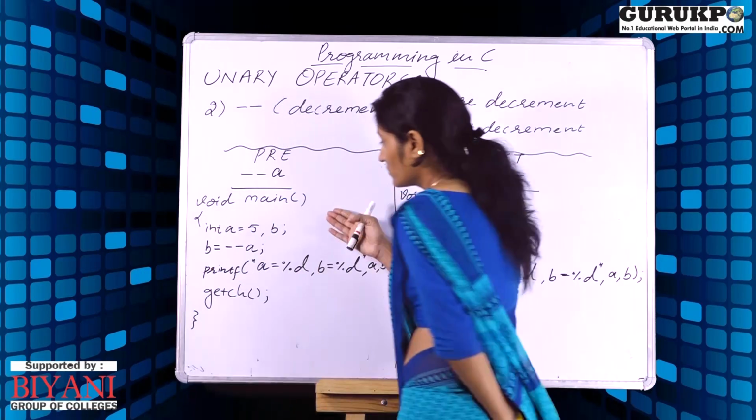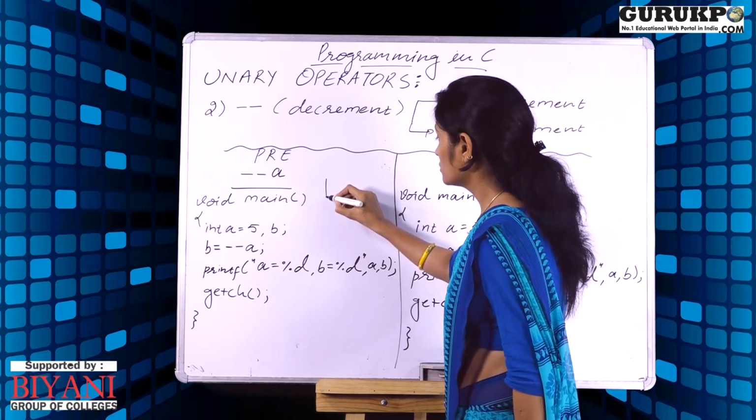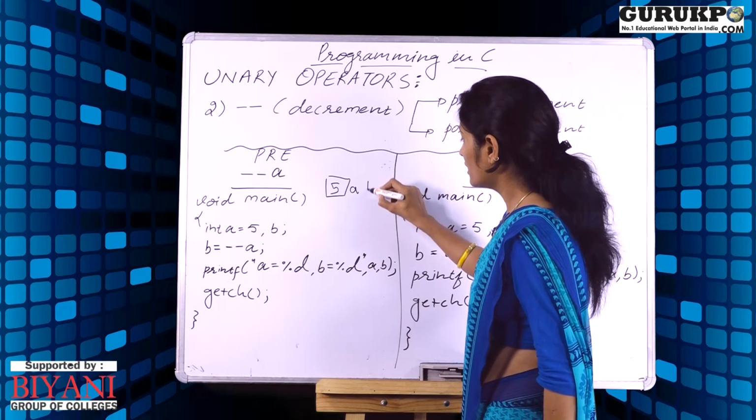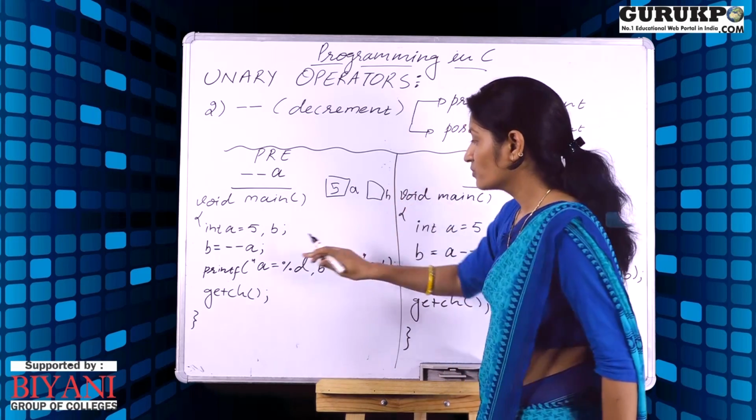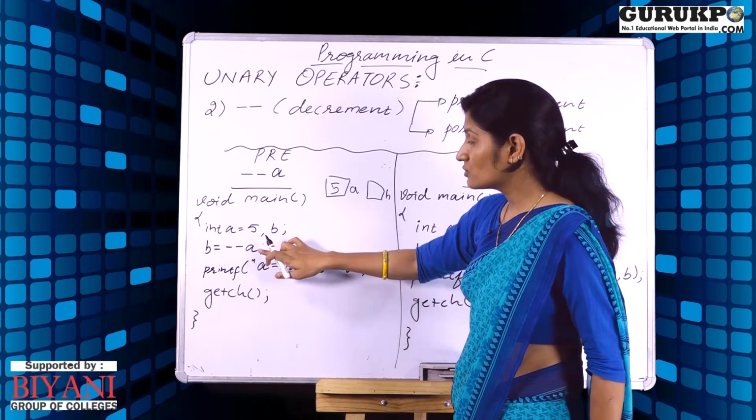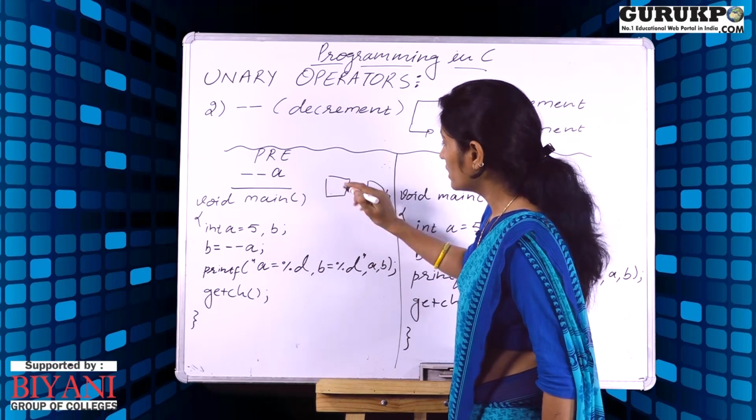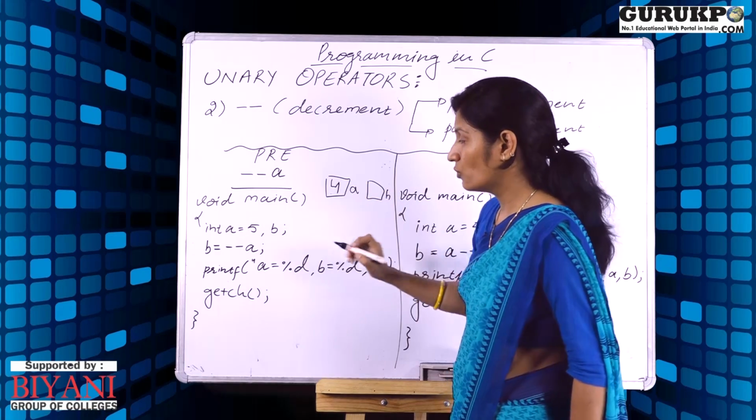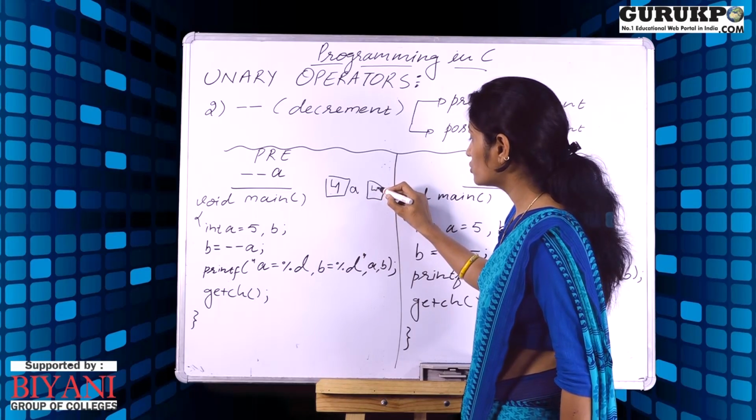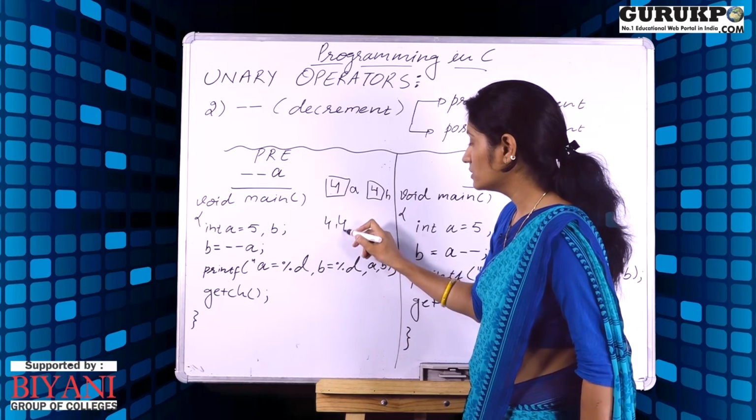For example, we have taken the values as A equal to 5 and B. So the value of A will be 5. There will be no value for B. Now B will be equal to minus minus A. That is, first we need to decrement A's value. So by decrementing it by 1, the value will become 4 and this value will be assigned to B. So the value of B will also become 4. When we print it, the values will be printed as 4 and 4.